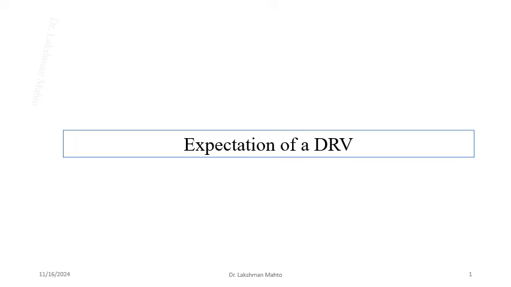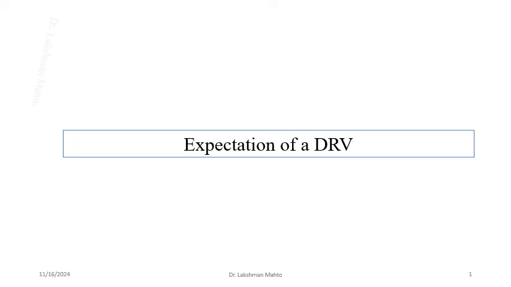Expectation of a random variable. In the last class, I had already discussed the definition of expectation and the definition of variance. Variance is also a special kind of expectation, but that expectation is second order. And variance is talking about the variability of values of random variables. How it varies, variabilities.